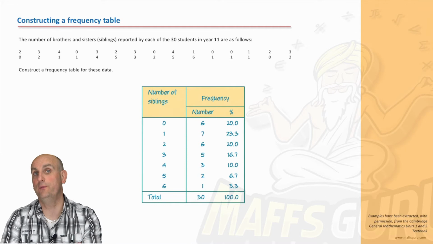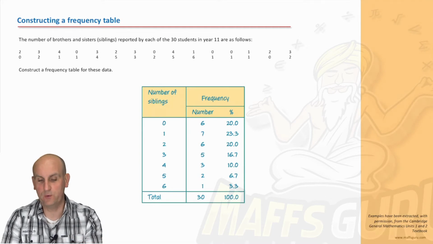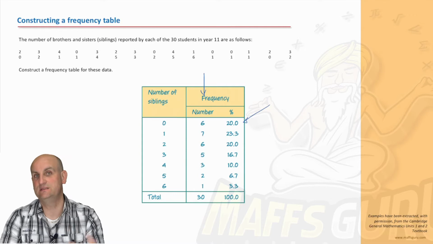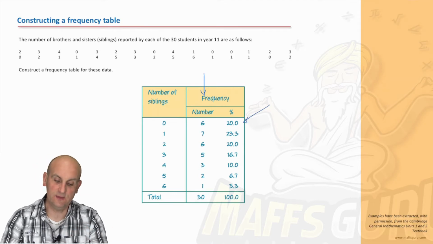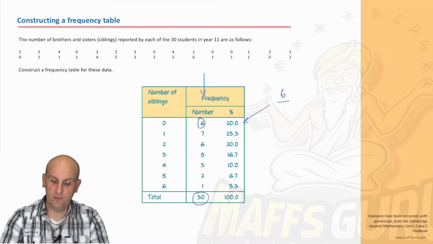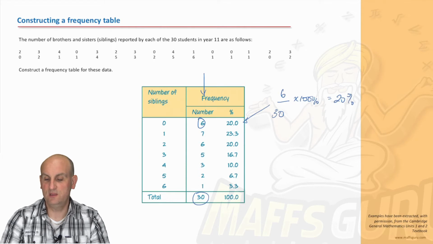Now again, if we build on the knowledge that we had the last time, what did we have? Well, we had two columns. We had one for the number, which was the raw number, and there was one that we worked out as a percentage. Now, just to check, how did we get this percentage of 20%? Well, you took the frequency, which was 6, you divided it by the total number, which is 30, and then you times it by 100%, which in this situation would have given you 20.